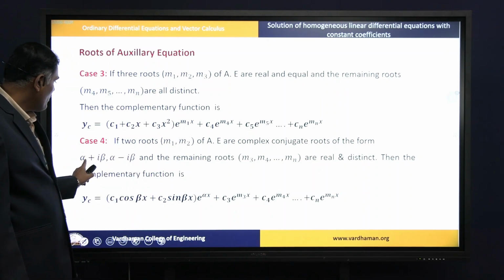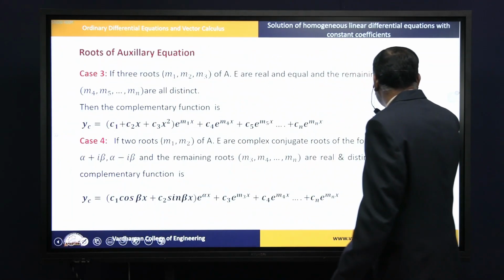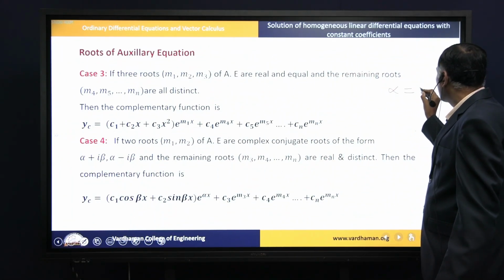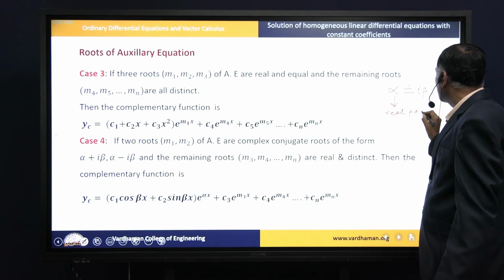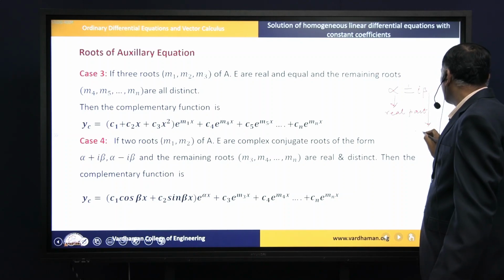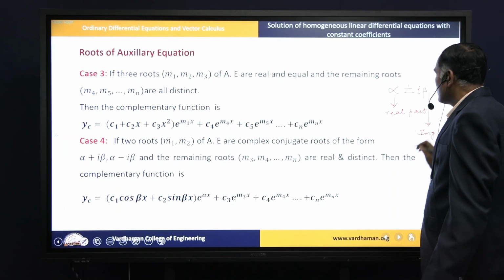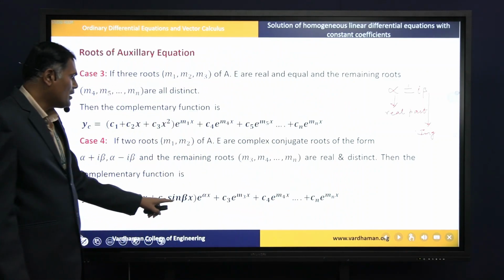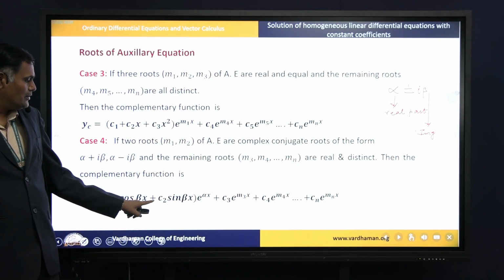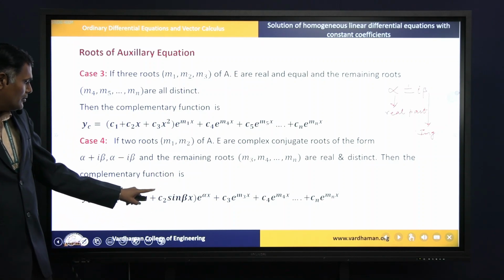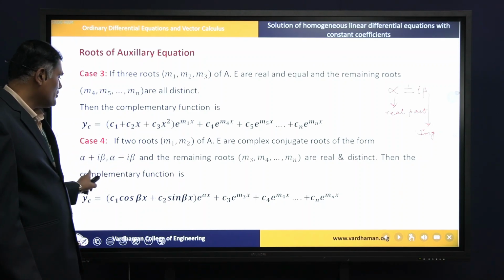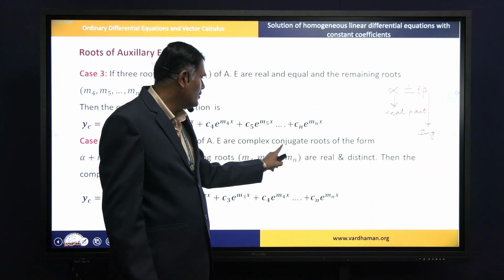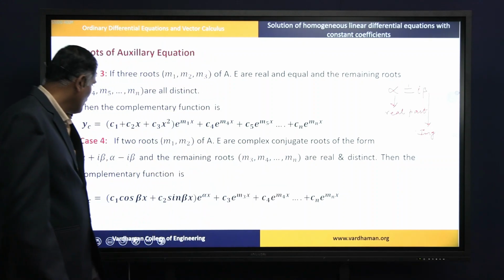Here, alpha plus i beta, this alpha is called the real part and this beta is called the imaginary part. Now we are writing the solution as e power alpha x into c1 cos beta x plus c2 sin beta x. Now this is the solution corresponding to complex roots, and these are distinct. And this is the solution corresponding to these roots, which are real and distinct roots.